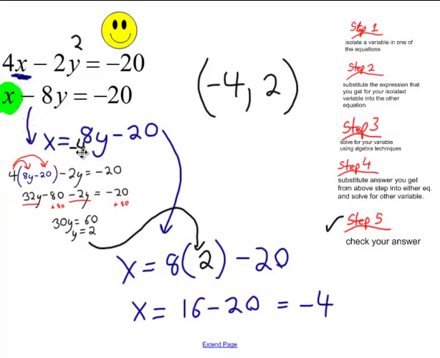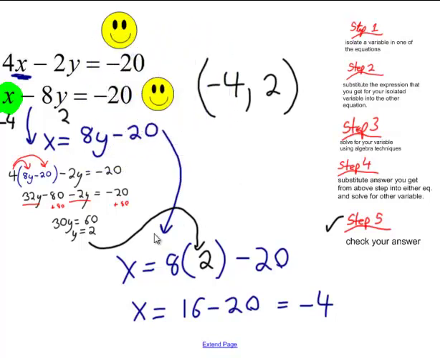That's good. And let's do that down here. Now we can use either one of these equations. Let's do it in the original one. So there's an x, there's my y. So we have x is negative 4, so negative 4 there. Negative 4 minus, and 8 times 2 is 16. Negative 4 minus 16 is equal to negative 20. So both of these check out. So therefore negative 4, 2 is my answer.